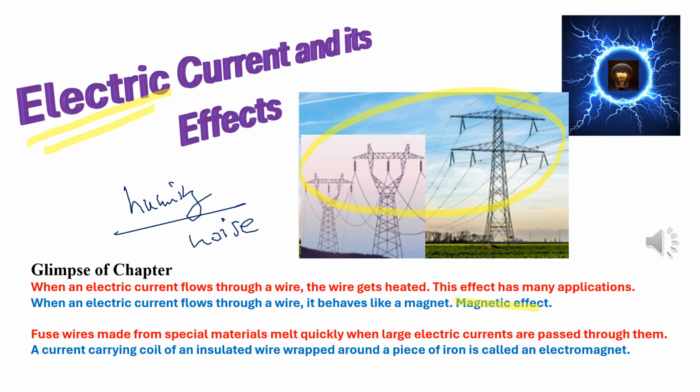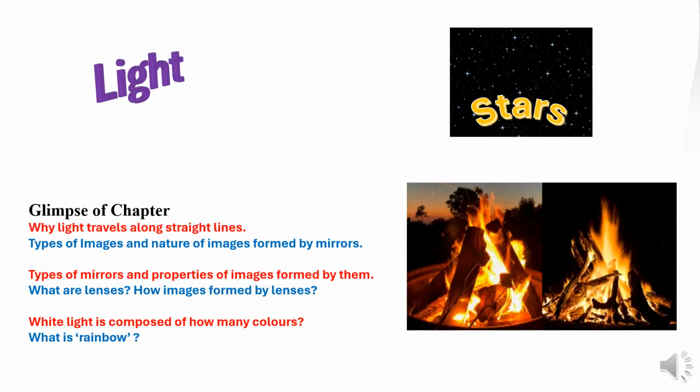Then comes our next very beautiful chapter. This is light. Now, for this chapter, just consider the twinkling of stars. That's why I placed this image over here. So we will try to analyze various aspects of light, such as light travels along a straight line. Fine. So why exactly so? And types of mirrors and the properties of images.